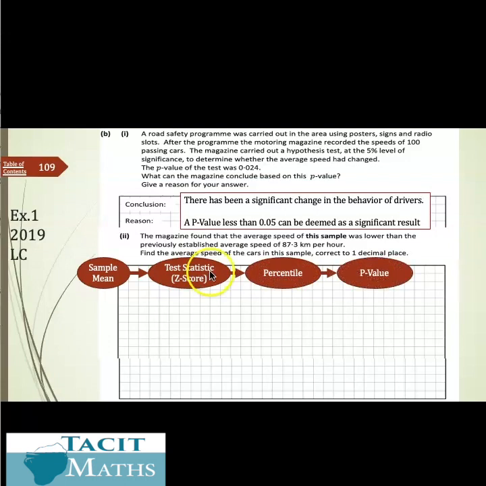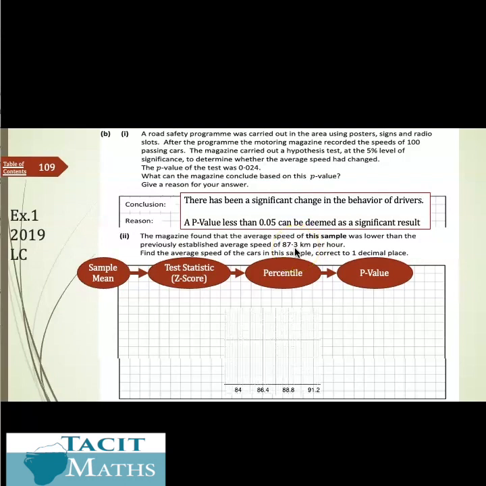Okay, now in this case, we have the p-value. Now let's just very briefly look at what a p-value of 0.024 means. The original population mean was 87.3, and they were told that it was normally distributed.